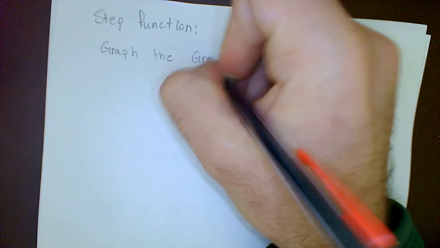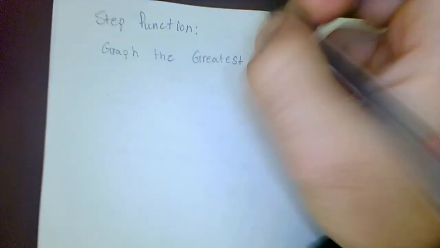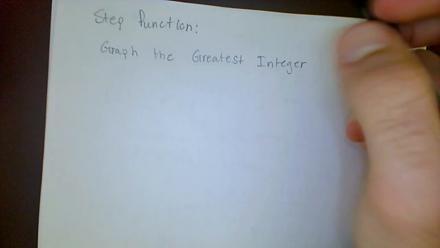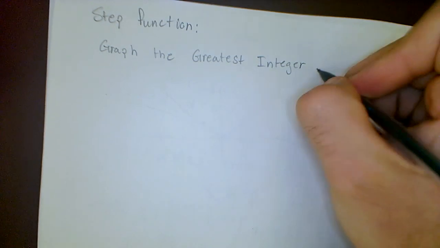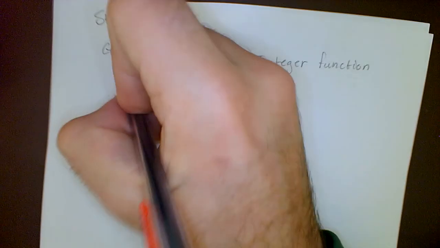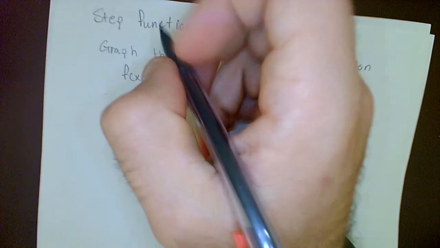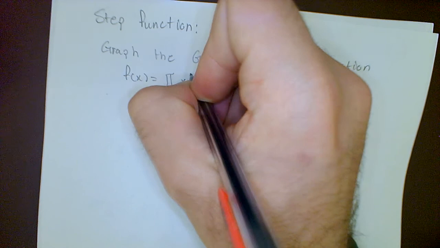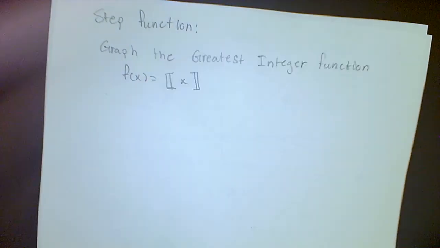Okay, so this one says graph the greatest integer function f of x equals, so they have these weird brackets here.